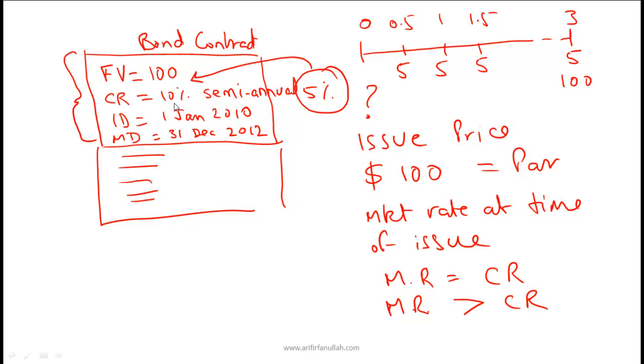So if the required rate or the market rate for this bond or this issuer is more than 10%, then the issue price will be less than 100. If the market rate is less than the coupon rate, then the issue price will be more than 100. And we will see examples of this over the next few slides.